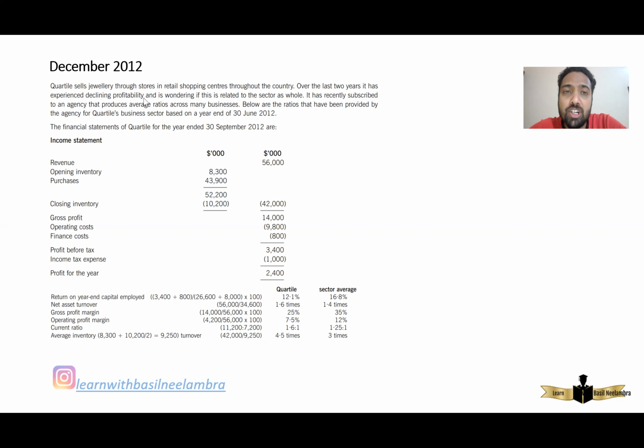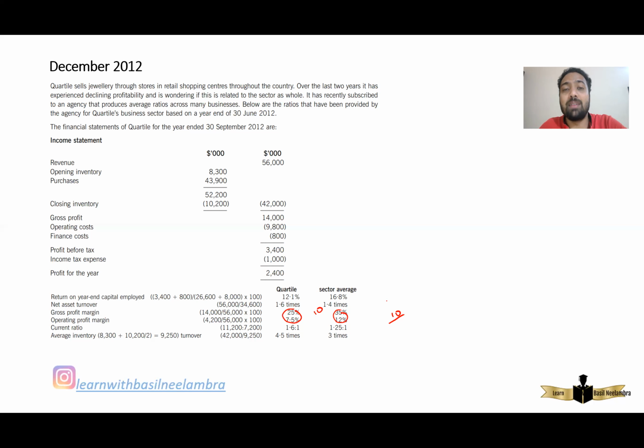So how do you interpret gross profit margin and operating margin? Pretty simple. Let's learn it again. So gross profit margin of Cotail is 25%, whereas of the sector it is 35%. So Cotail is performing below its sector, and write the percentage of underperformance. So Cotail is performing 10% lower than the sector.